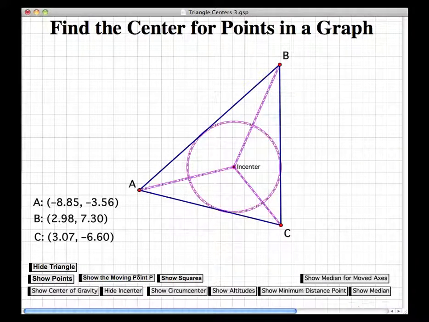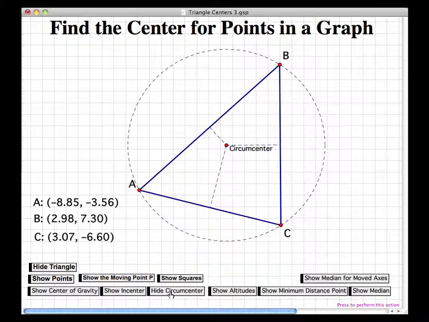Second, look at the incenter for the triangle. It can be found by constructing the angle bisectors for the 3 angles of the triangle. The point where these angle bisectors intersect is the center of a circle that is inscribed within the triangle. Third, look at the center of the circle which goes through the 3 vertices of the triangle. It is called the circumcenter of the triangle. It is found by constructing the perpendicular bisectors for each of the 3 sides of the triangle.